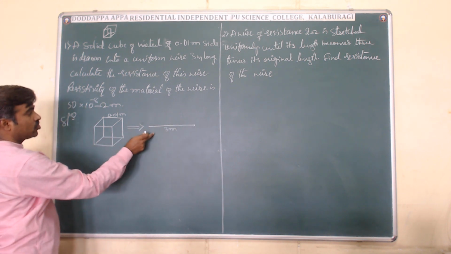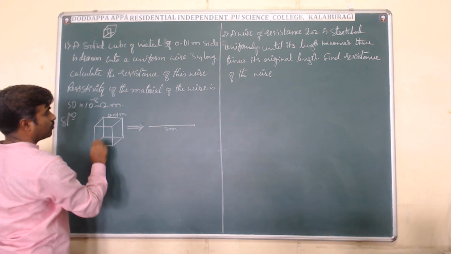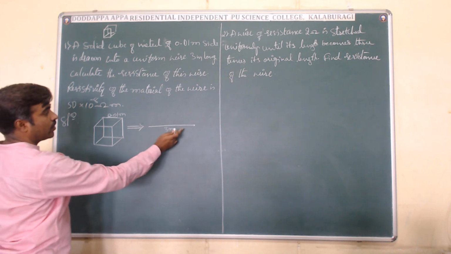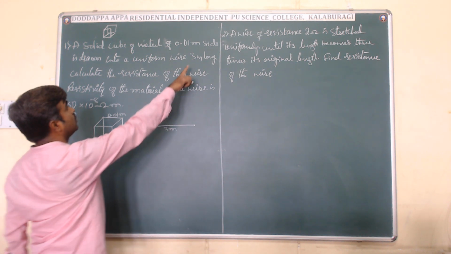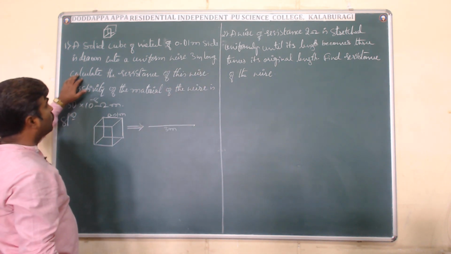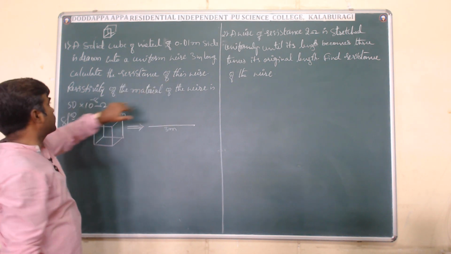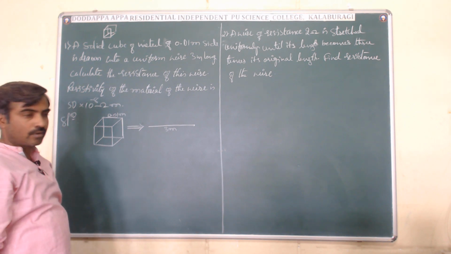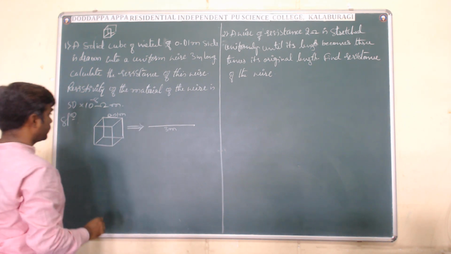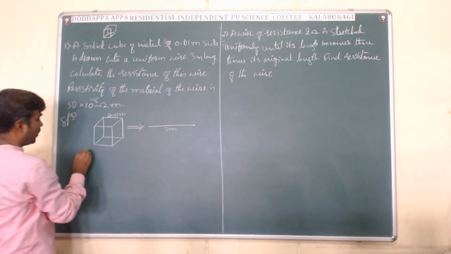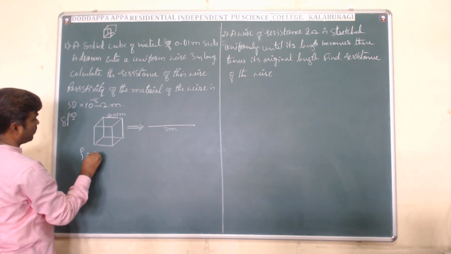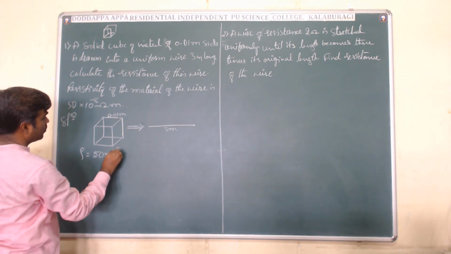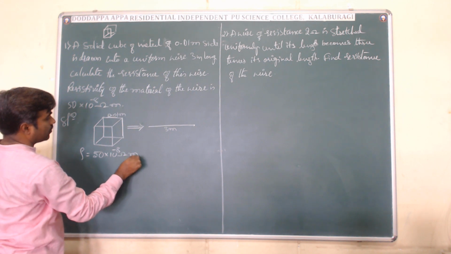So this has been changed, modified. The cube has been modified into a single wire which is 3 meter long. Now we should calculate the resistance of this wire, and the resistivity of the material is given. So in this case, the resistivity is 50 times 10 raised to minus 8 ohm meter. It is given.